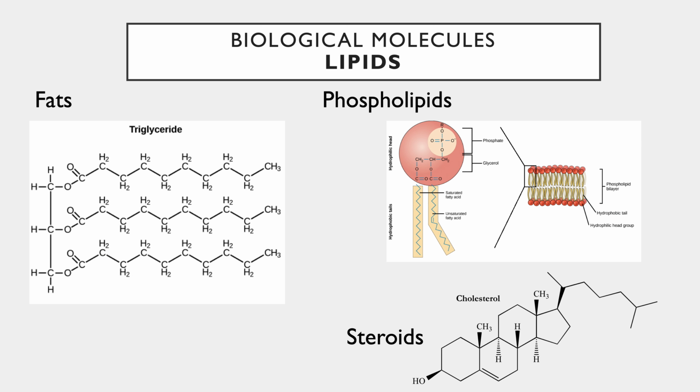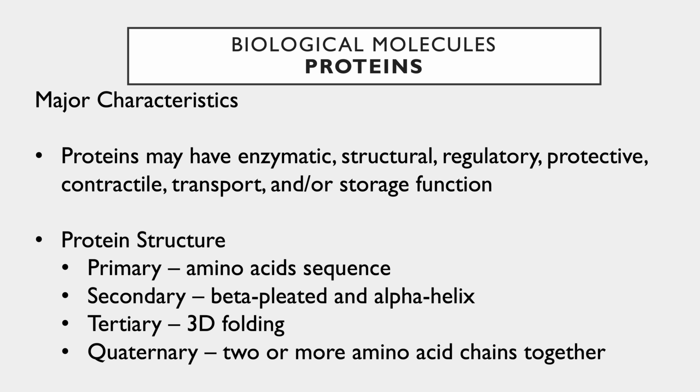The third major type of biological molecule are proteins. And proteins have many functions, from enzymatic, structural, all the way to storage. For a protein to be functional, it must first be built and folded into the correct structure, and there are several stages to this process. They are coined as primary, secondary, tertiary, and quaternary. And in order to discuss any of these stages, we must first learn about the building blocks of a protein, called the amino acid.